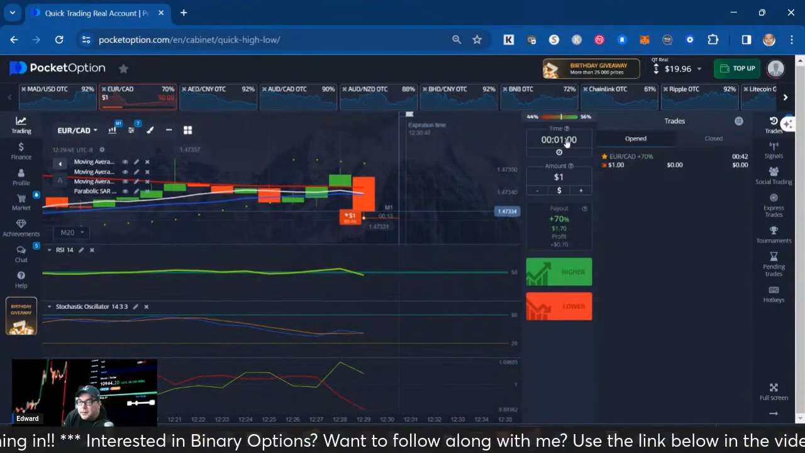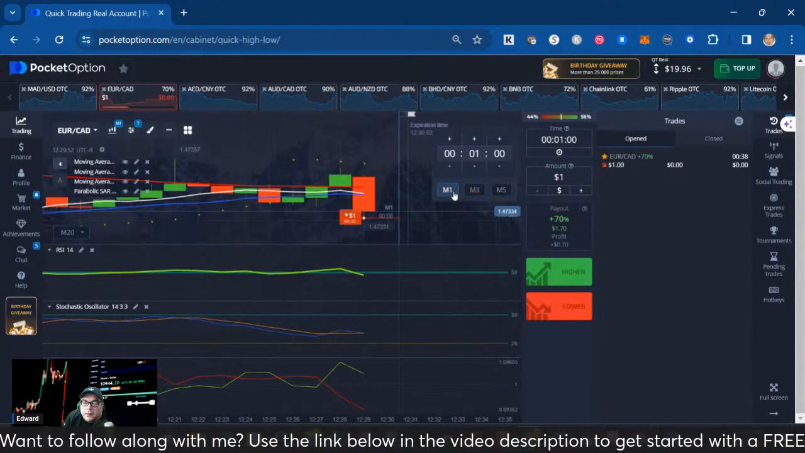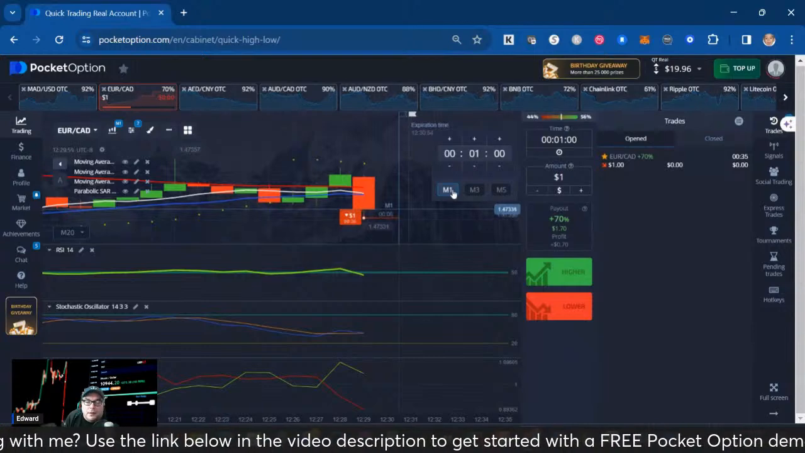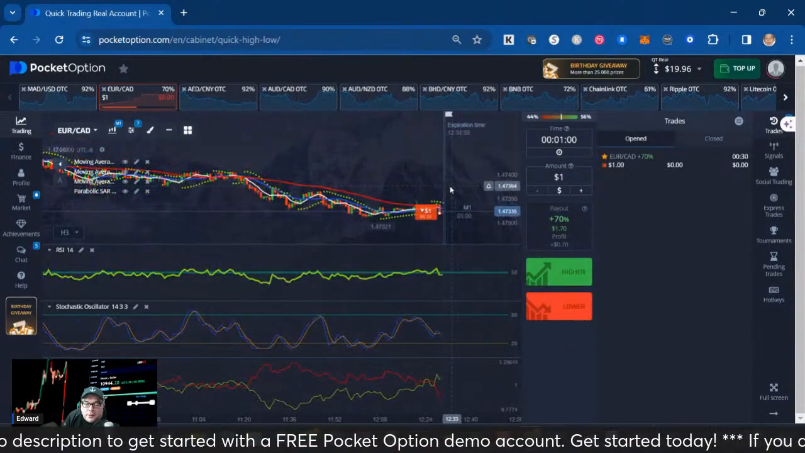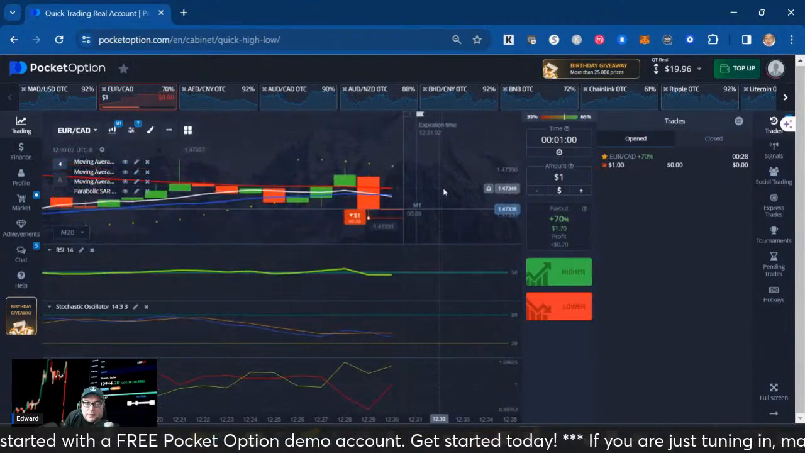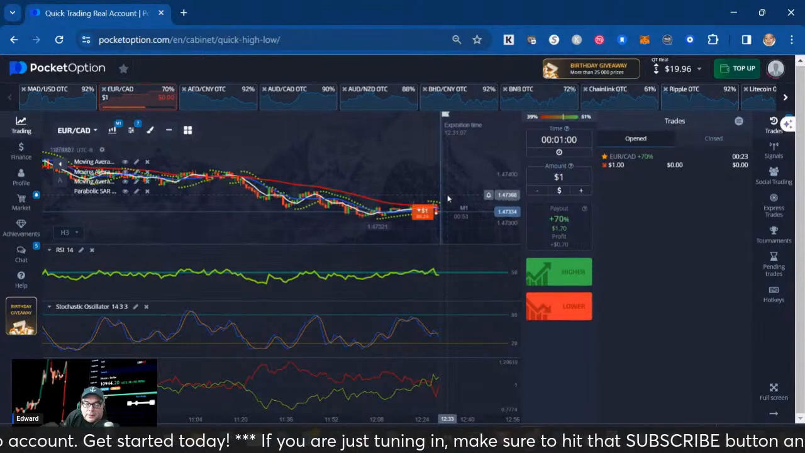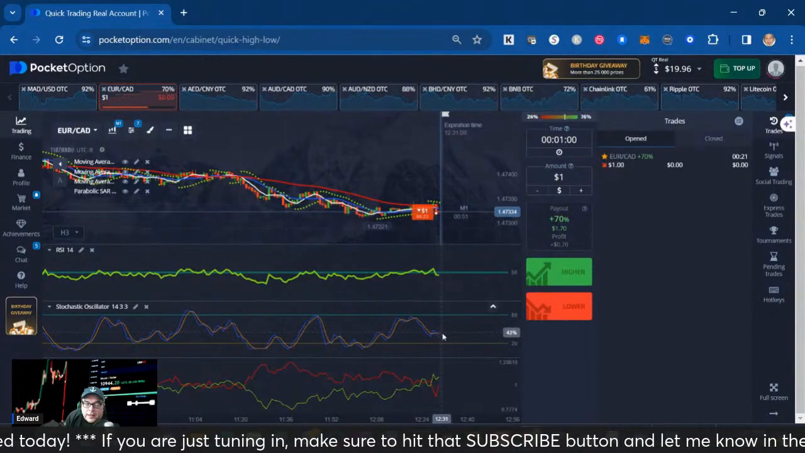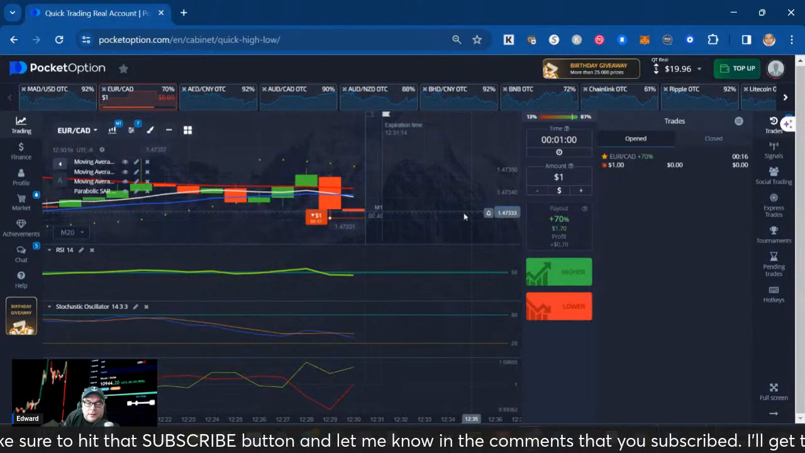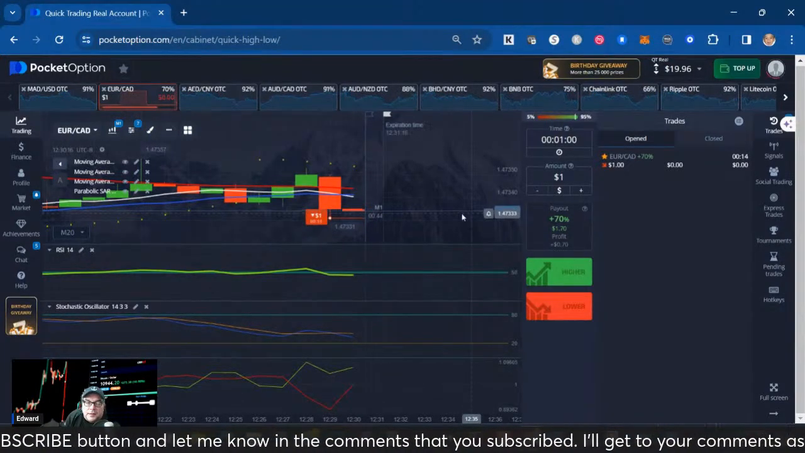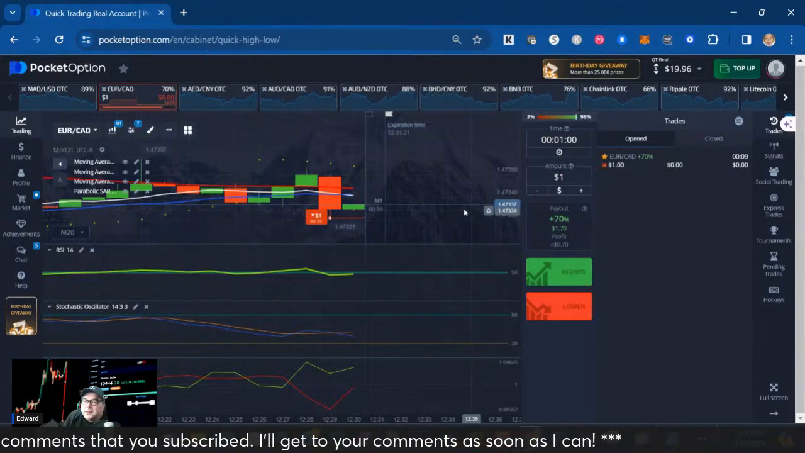Here's a big pullback. Let's see what happens. Still, the RSI is showing downward. Showing flat. It's flat, running relatively flat. We have 15 seconds. What is this market going to do? Is it up? Is it down? I'm going to lose this one.